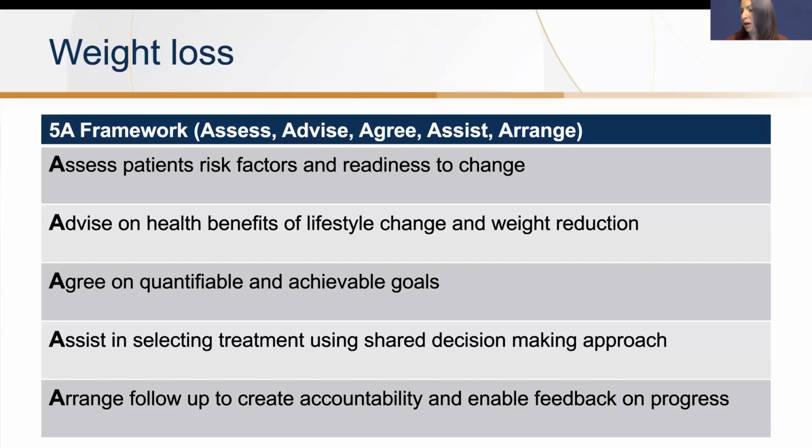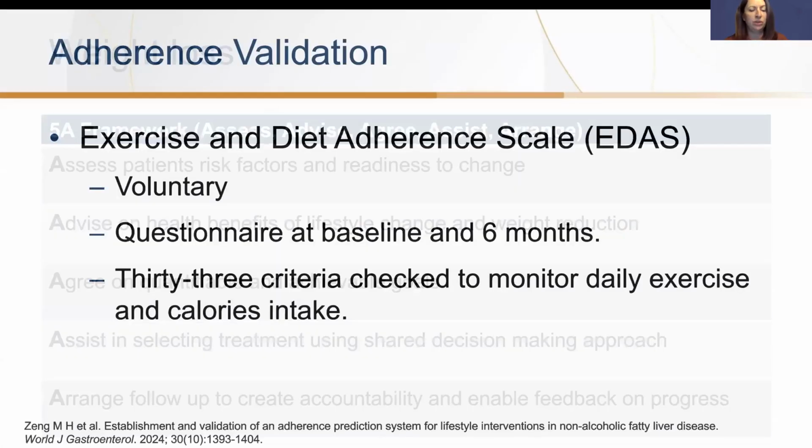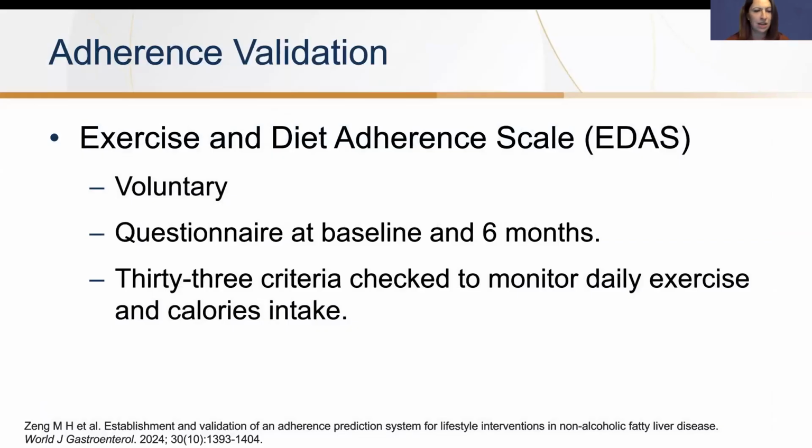Assist would refer to sending them to intensive behavioral management counseling, looking at weight loss medication, surgery, or having a close follow-up appointment so you can ensure that they're sticking with goals as closely as they're able. You can also use adherence validation. There's the Exercise and Diet Adherence Scale, or EDIS. It's a voluntary questionnaire at baseline and at 6 months, with 33 criteria checked to monitor daily exercise and calorie intake, a helpful tool to follow up and see if they're actually following the recommendations provided.